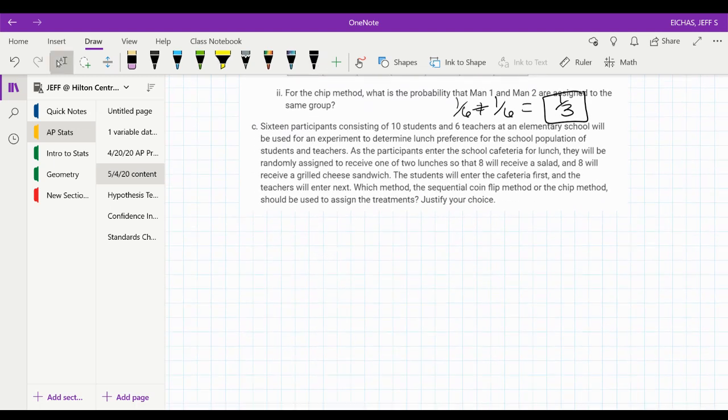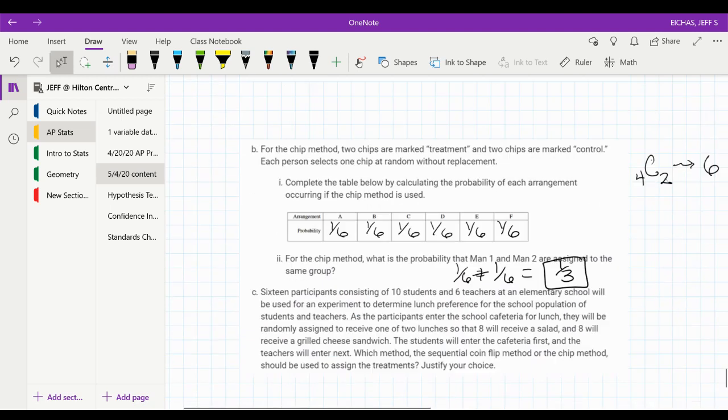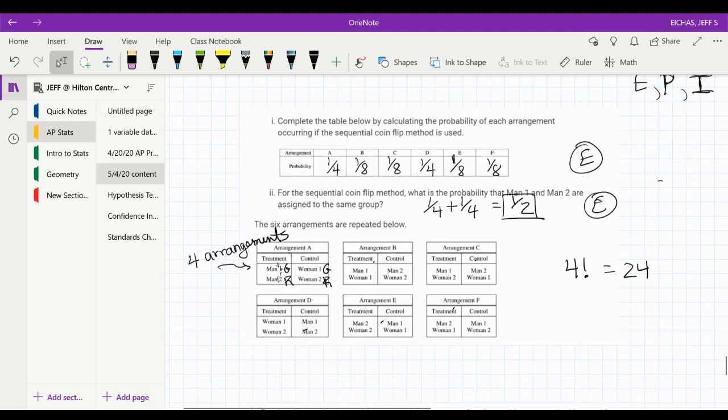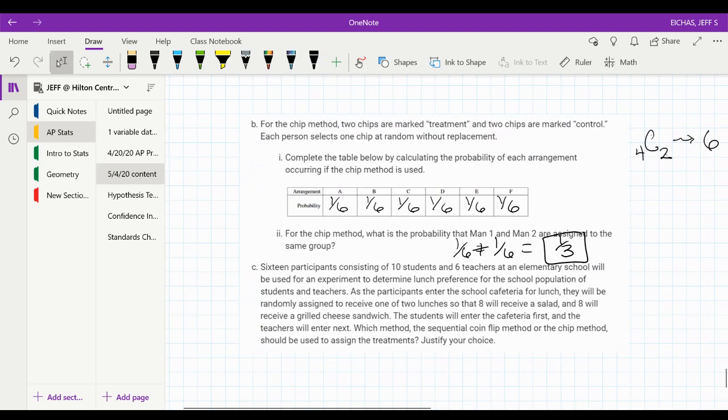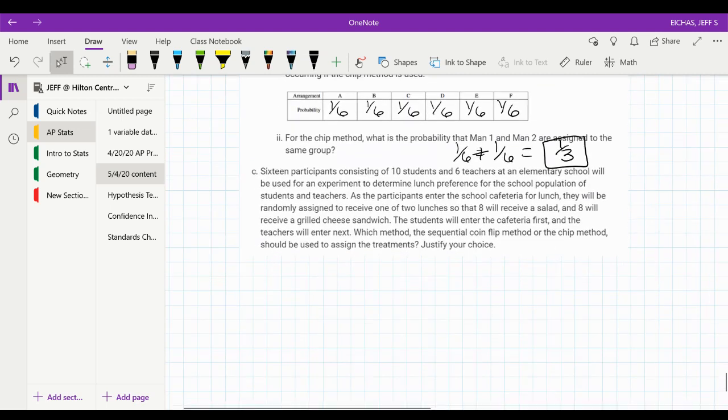Knowing what happened in the beginning parts, the coin flip method did favor having the men in the same group in that case. So we want to avoid that. It looks like, to be more fair, to be more equally representative, it was going to be the chip method. So I would say the chip method's probably better, and here's why.